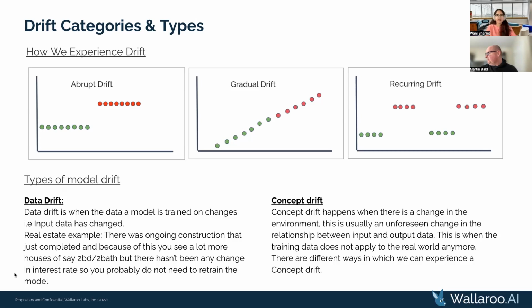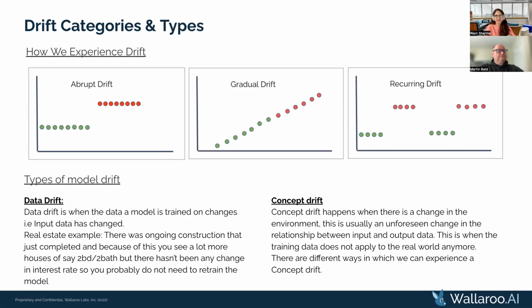There are different types of model drifts. I'm going to talk about data drift and concept drift. Data drift is caused when the data a model is trained on changes. That is, the input data isn't distributed the way it used to be or as defined by the baseline. A data drift can occur due to errors in data processing pipeline or due to changes in the environment, such as user behavior. I'm going to use a real estate example for this.